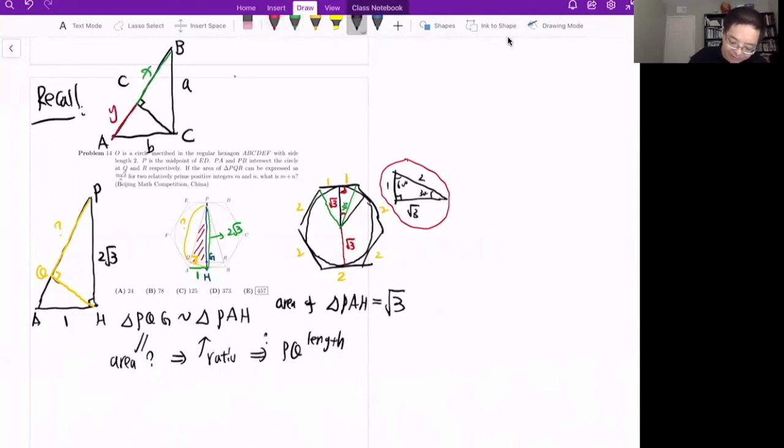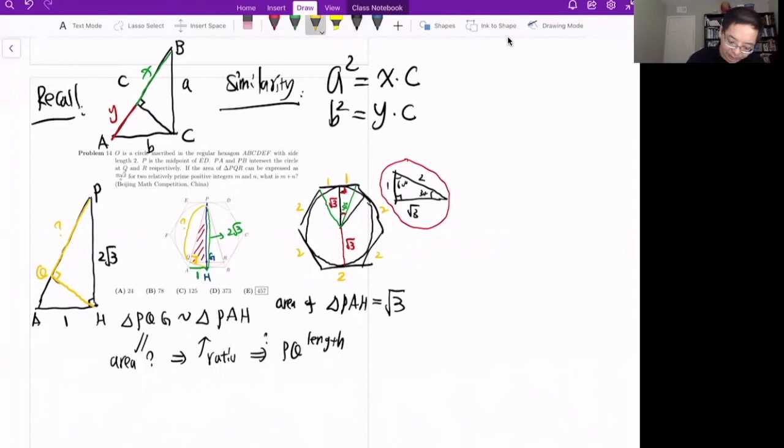Now by similarity, we have the following equalities. A squared equals X times C, B squared equals Y times C, and you also have, which is not really needed, but I can put it here, H squared is X times Y. Now I'm just going to use this one.